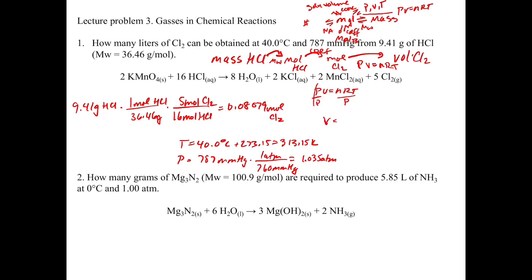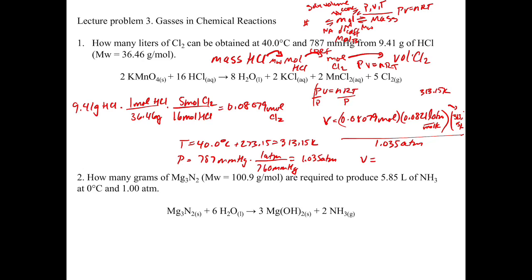And so in this case, we're going to have the number of moles, which we calculated, 0.08079 moles, times the gas constant, 0.0821 liters atmospheres per mole Kelvin. Our temperature, which is 313.15 Kelvin. Sorry, that's a little crushed up against the edge there. Just so that you guys know, this is 313.15 Kelvin going over there. We divide by the pressure, which is 1.035 atmospheres.